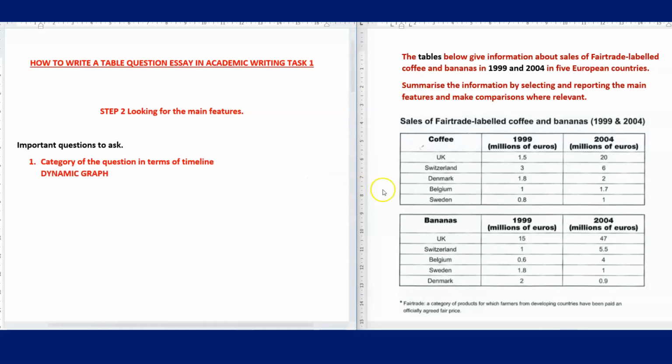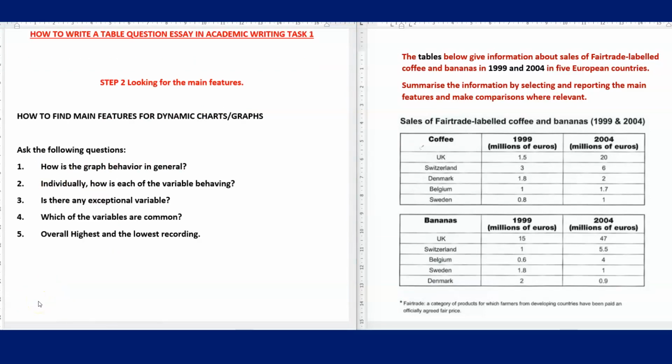So we know that this chart is a dynamic one. Because it's a dynamic graph, we have to ask ourselves important questions when we are dealing with dynamic graphs. Now that we are aware that this question is a dynamic graph, we have to look for the main features within it. And for you to find main features for a dynamic graph, these are the questions you should ask yourself. How is the graph behaving in general?